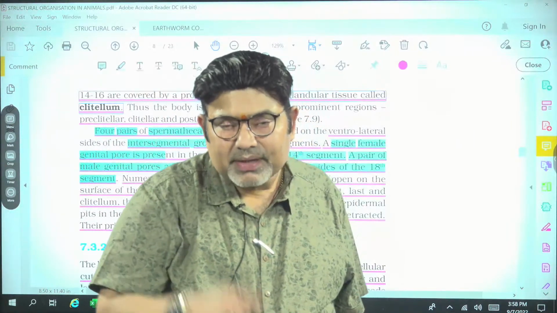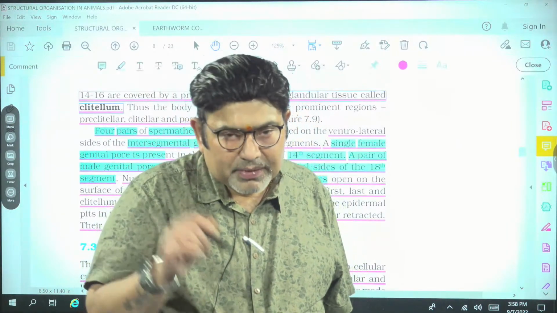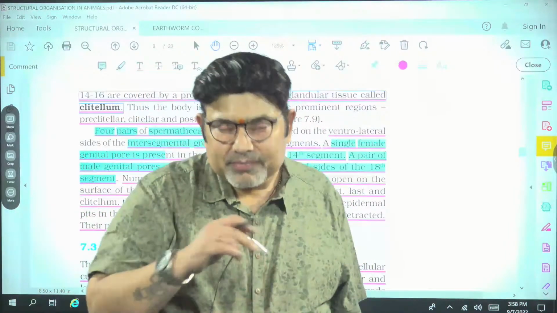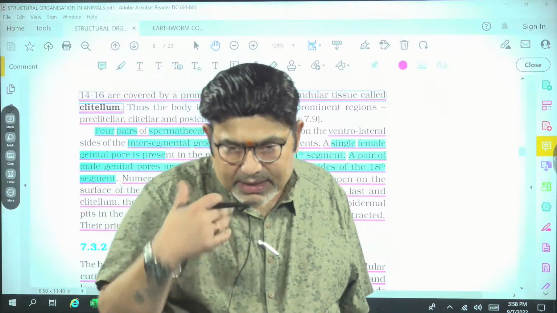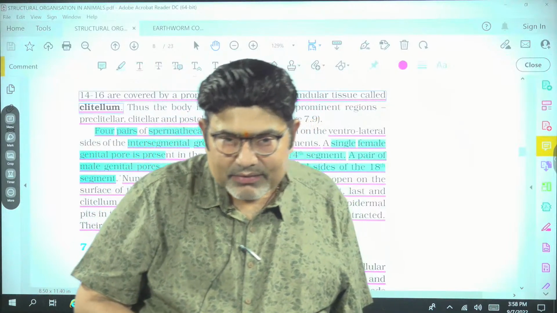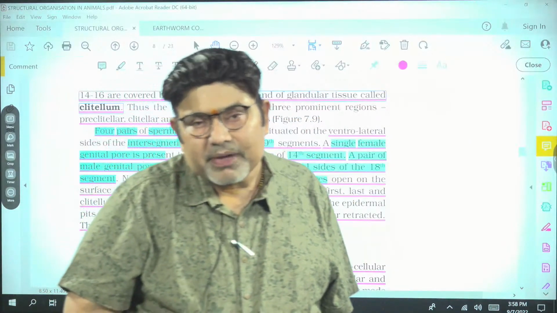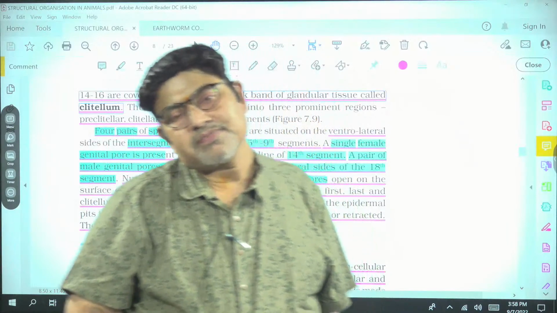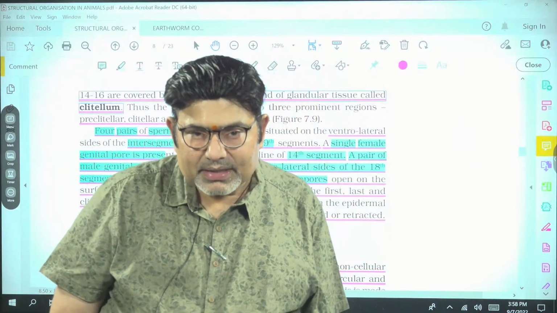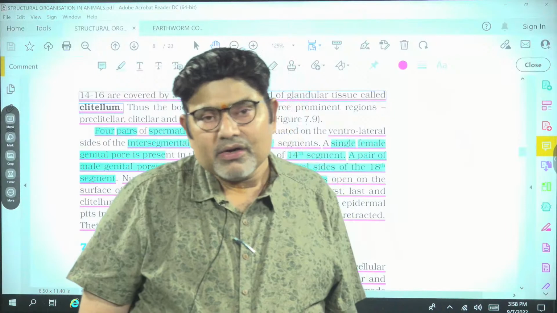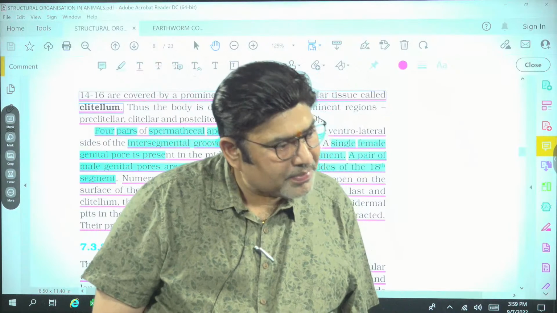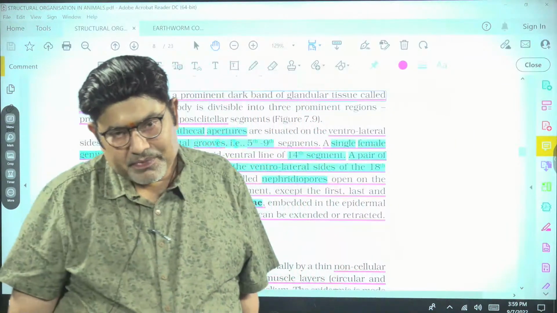On the ventral surface, many openings are there. Four pairs of spermathecal apertures. Spermathecal apertures are the apertures of a bag-like structure called spermatheca. Spermathecae are lying inside the body, and the apertures are present in the intersegmental grooves between 5-6, 6-7, 7-8, 8-9. In each groove, one pair of spermathecal openings is present. The single female genital aperture is present in the 14th segment, the clitellar segment. One pair of male genital apertures is present in the 18th segment. Female 14th, male 18th. Right?